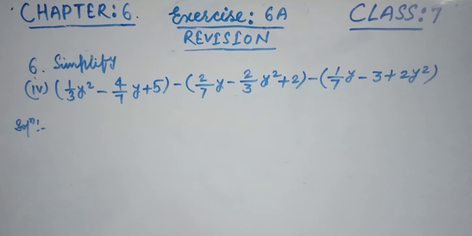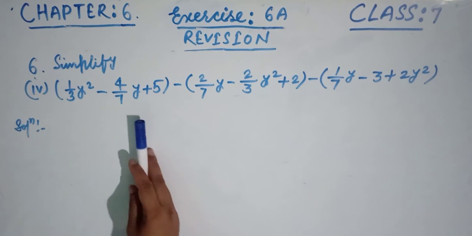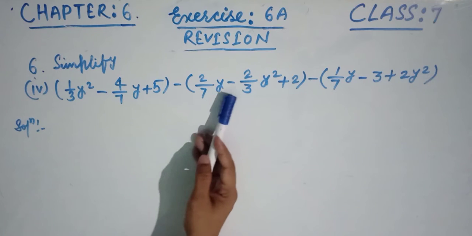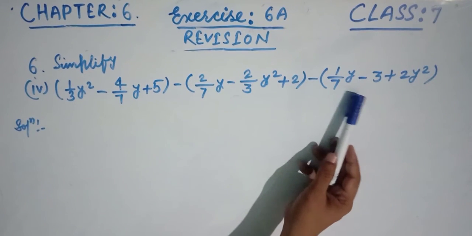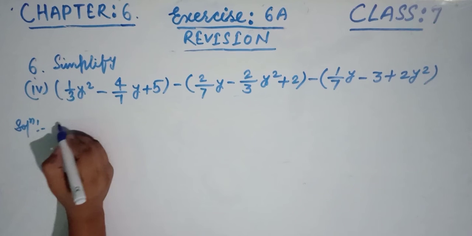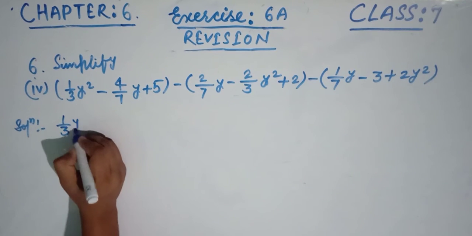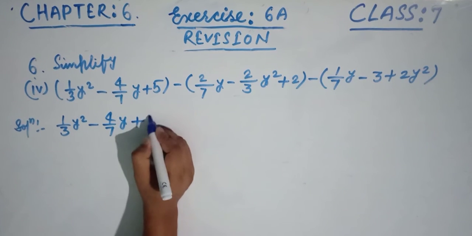Now see friends, question number 6, simplify, sub question 4: 1 by 3y square minus 4 by 7y plus 5, close bracket, minus 2 by 7y minus 2 by 3y square plus 2, close bracket, minus 1 by 7y minus 3 plus 2y square, close bracket. Now see friends, first of all we remove the brackets. Write as it is: 1 by 3y square, minus 4 by 7y as it is, plus 5 as it is.